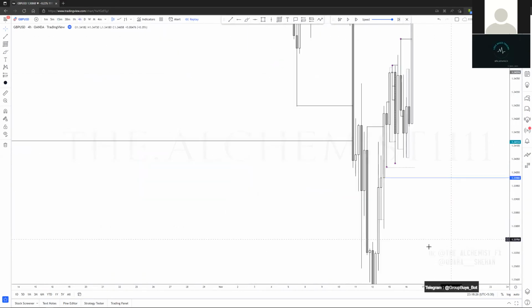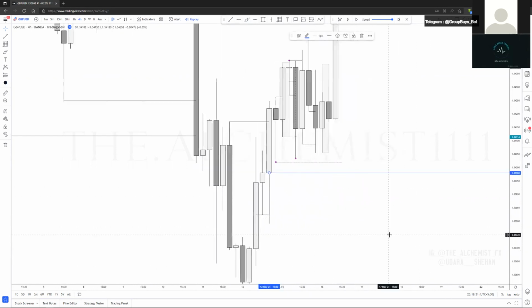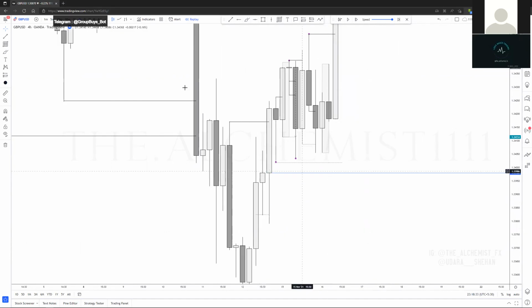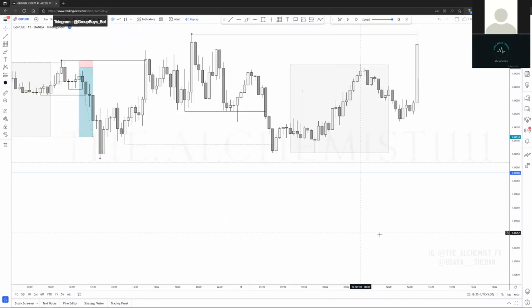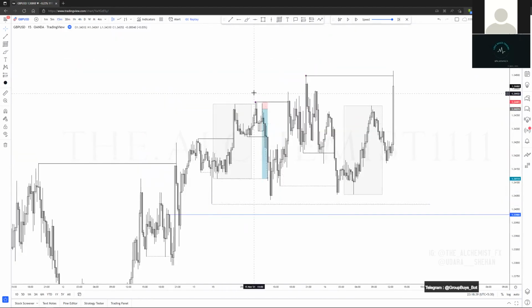See that wick right here? I marked out the wick here at the beginning of the session. Never tapped. So now all this liquidity, these trend lines and these highs and lows and all that liquidity, is being fed into that level, right?